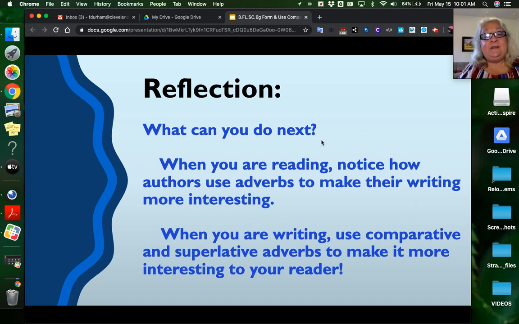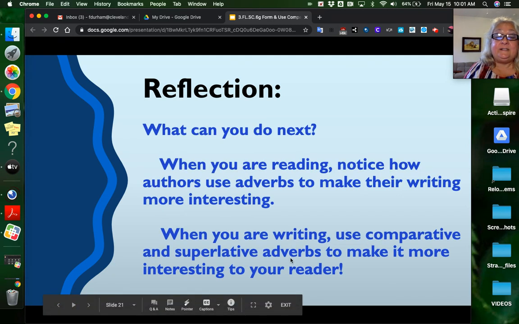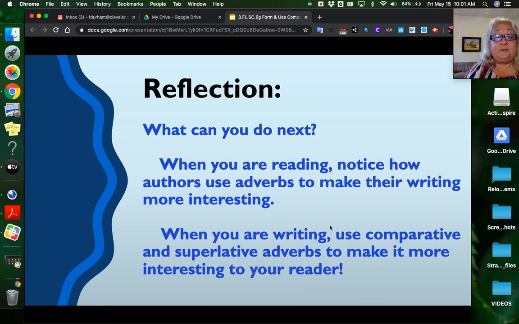So what can you do next? When you're reading, notice how authors use adverbs to make their writing more interesting. When you are writing, use comparative and superlative adverbs to make it more interesting to your reader. Your teachers will be looking for your knowledge of these comparative and superlative adverbs in your writing.